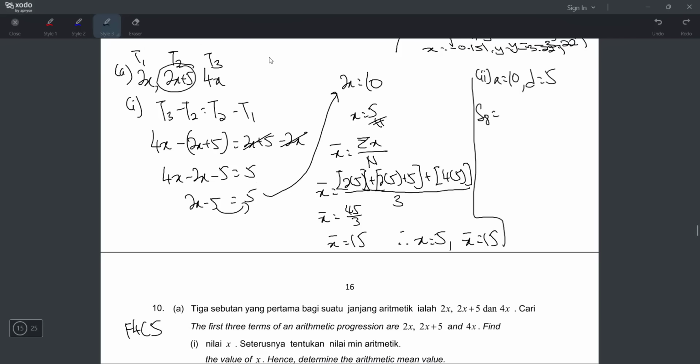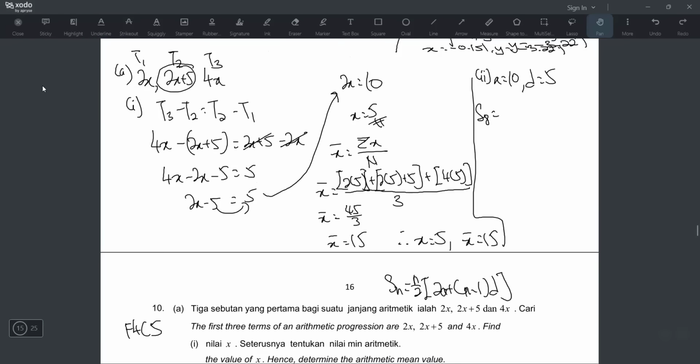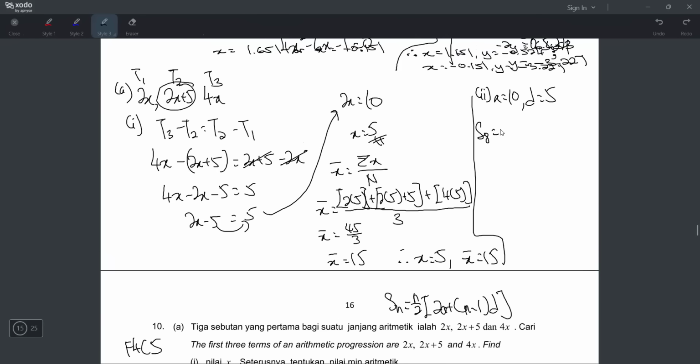Okay, the formula for Sn, where should I write it? Okay, I'll just write here. So Sn is n over 2, big bracket, 2a plus n minus 1 d. This is the formula to find Sn for arithmetic. Okay, so 8 is your n. So 8 over 2, big bracket, 2a plus n minus 1 times d. So the a will be 10, n minus 1 is 8 minus 1, 7 times d, 5.